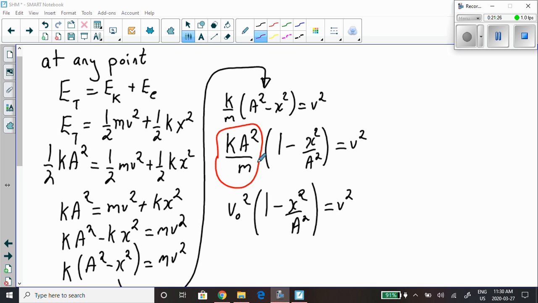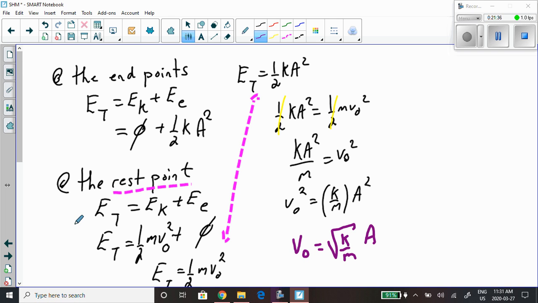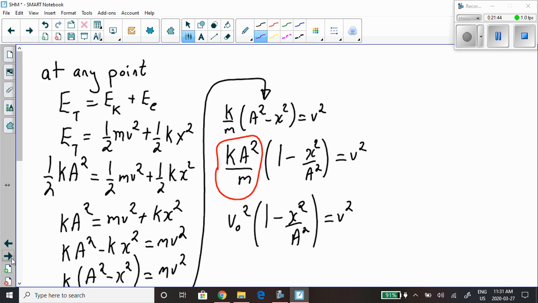Why did I do that? I did that because I wanted to create the expression ka squared over m. Why did I want to do that? Well, let me show you. Ka squared over m is equal to, oh, v naught squared. Isn't that convenient? And there we have it. I've now replaced ka squared over m with v naught squared.